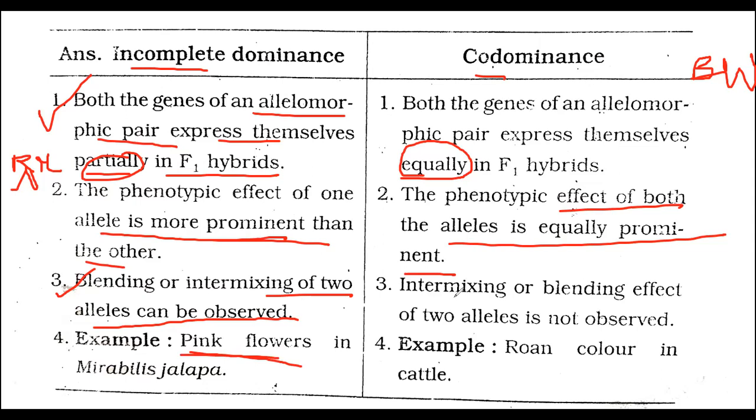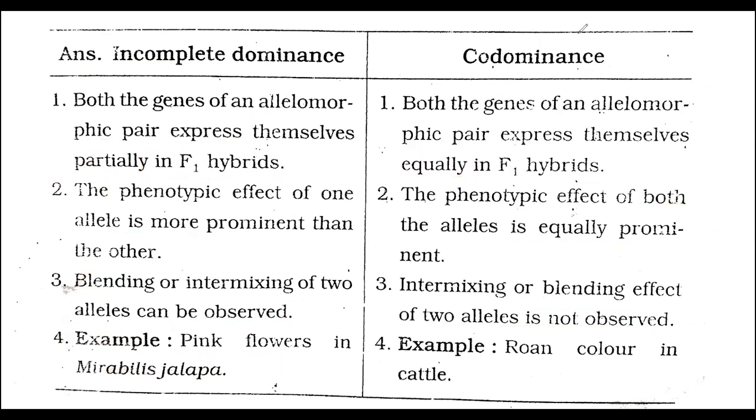Here in codominance you will see no blending. You see different independent patches of white and independent patches of red. So the intermixing or blending effect of the two alleles is not observed. That is how you see the spotted one or the roan color. So for 2 marks this difference can come. Very important. You need to learn this.